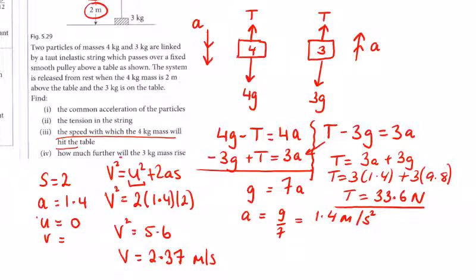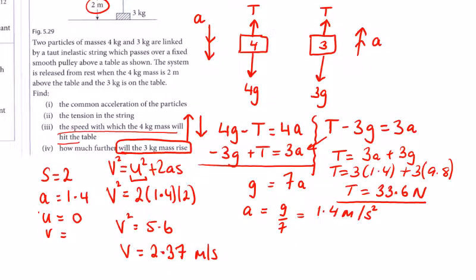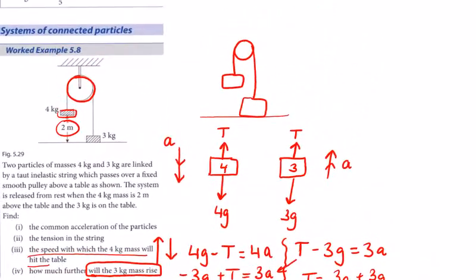And how much further will the 3 kg rise? As the 4 kg hits the table, the 3 kg will continue to rise for a bit before stopping and coming back down. So what have we got going on then for 3? I'll go back up to the diagram. As 4 hits here, 3 is here. What speed is it going? Well, it's going the same speed as 4 was when it hit the ground. So its speed is that 2.37.